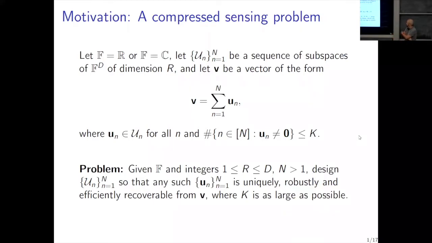So the problem I focus on more is the design problem that feeds into this, which is, if someone were to give me either the real or complex numbers, tell me D, the dimension of the entire space, R, the dimension of the subspace, and N, the number of subspaces they want, I'll review all these on the next slide, I want to design the subspaces. You've given me these design parameters, almost like a combinatorial design problem, sort of a hidden space version of that. I want to produce these subspaces so that when you go through this problem, you can actually solve it as efficiently as possible, where K is as large as possible.